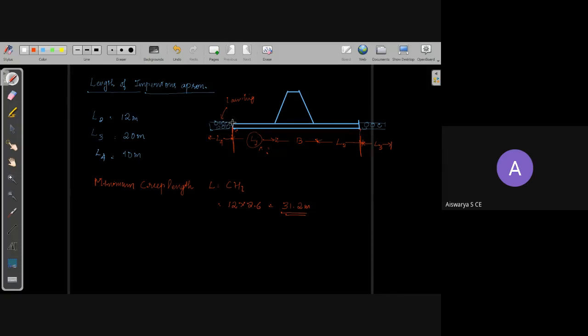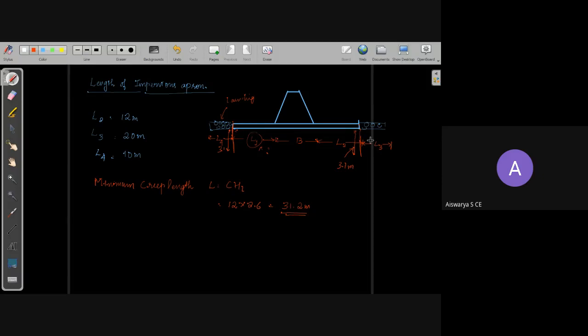Creep length starts from the impervious portion. You don't need to consider the launching apron, only consider the impervious floor. Impervious floor means this concrete structure starting from this portion to this portion. In the upstream end and downstream end, there is a cut-off wall. What is the depth of cut-off wall? 3.1 meter. So here there is one cut-off wall of 3.1 meter, and in the downstream end also there is a cut-off wall having a depth 3.1 meter. So the minimum creep length should be 31.2 meter.